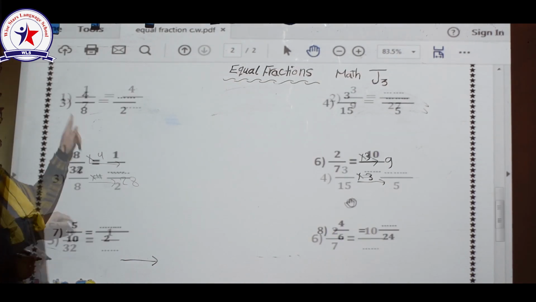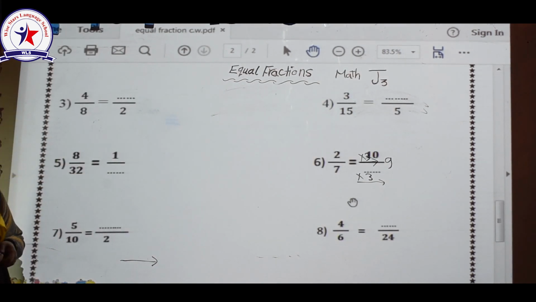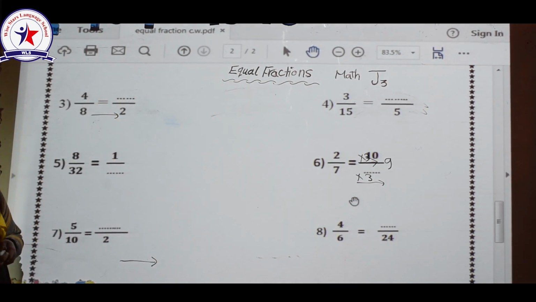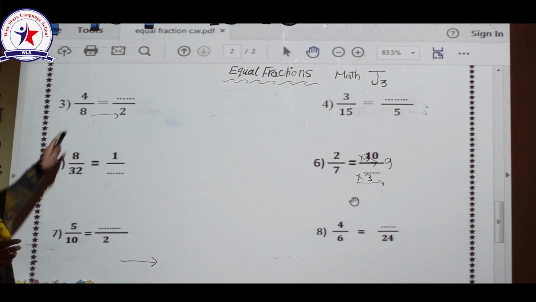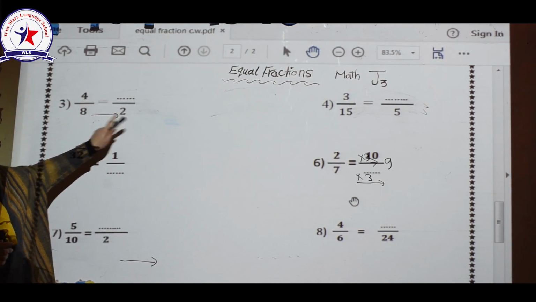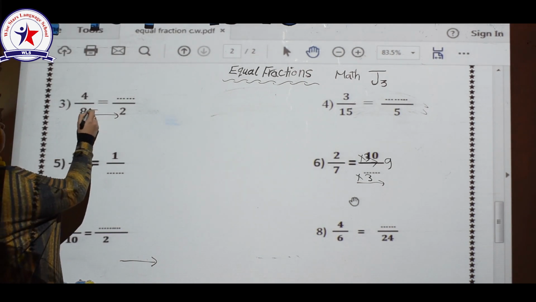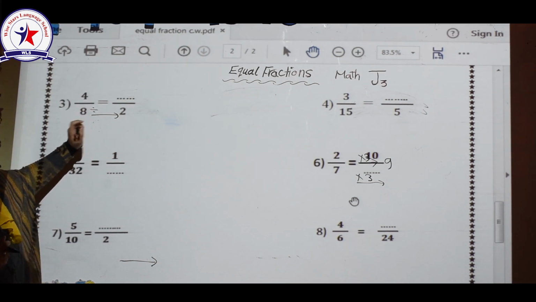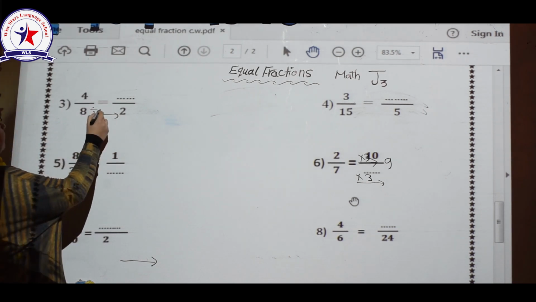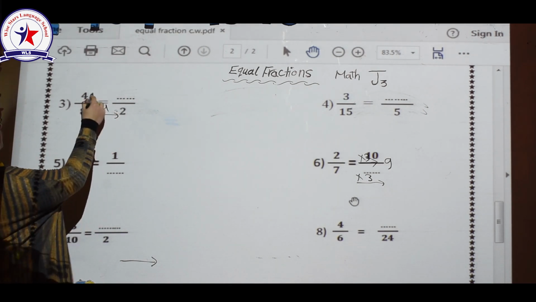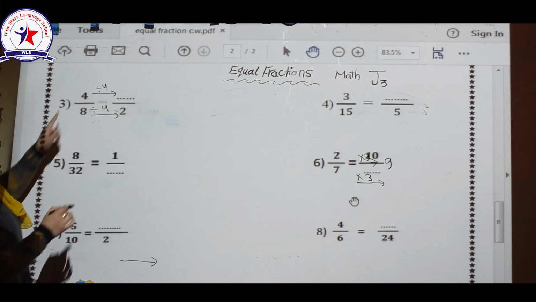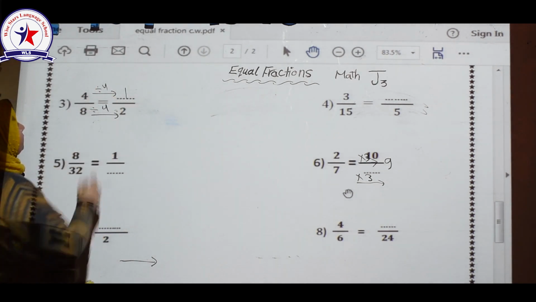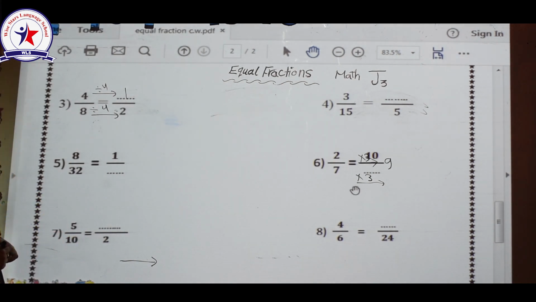Example number 3. 4 over 8 equals what number over 2? The first step is draw an arrow between the two numbers opposite, like 8 and 2. Now this arrow goes from what? From the greatest to the smallest. So what do I do? Put divide. 8 divided by what equals 2? Junior 3, remember from table 2? 8 divided by 4 equals 2. So draw the same arrow up, divide by 4. 4 divided by 4, any number divided by itself equals what? Equals 1. So 4 over 8 equals 1 over 2.